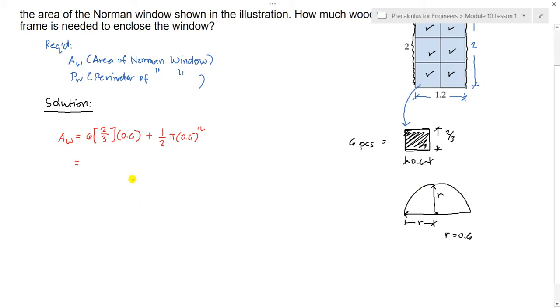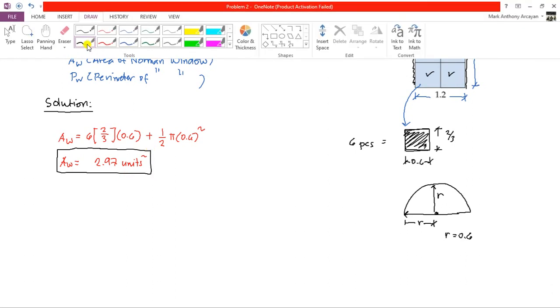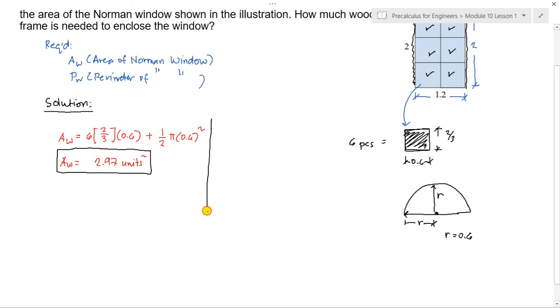2.97 approximately. 2.97 units squared or squared units. That is the area of this Norman window. So, mao na siya. Next, ikaduha. The perimeter of the Norman window.